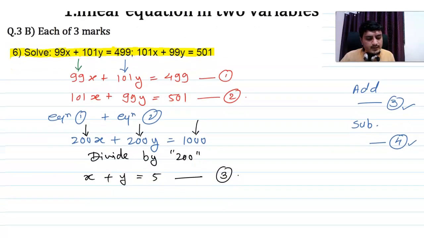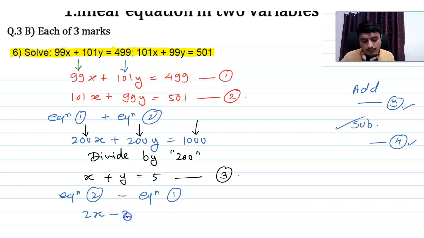Look at the next one. Second step, we have to subtract the equations. So doing equation 2 minus equation 1, we get 101 minus 99 is 2x, then 99 minus 101 is minus 2y, and 501 minus 499, again we have 2.